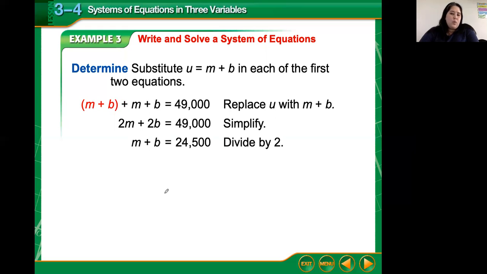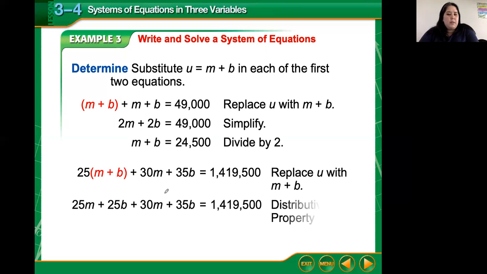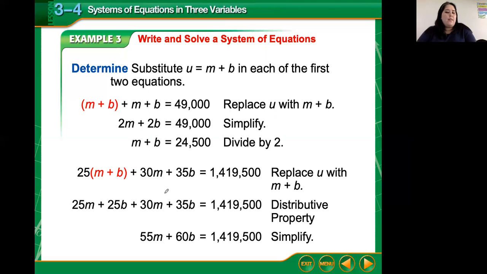The simplest form of this would be M plus B equals 24,500, which would have been helpful. Now we're going to do the second equation and replace U again with M plus B. And this will simplify to 55M plus 60B equals the total revenue.